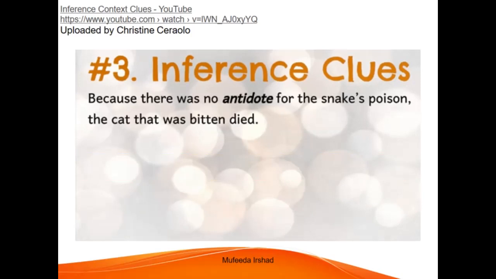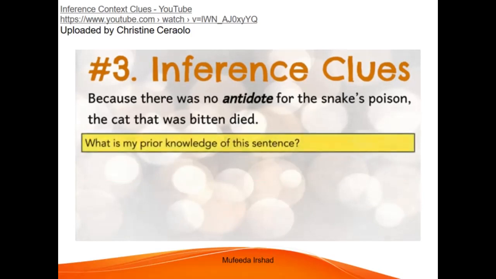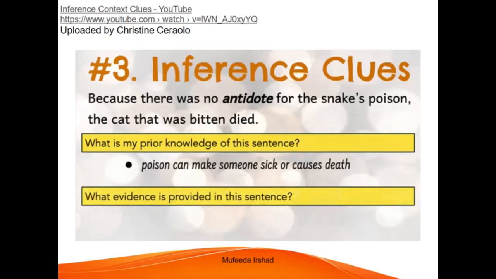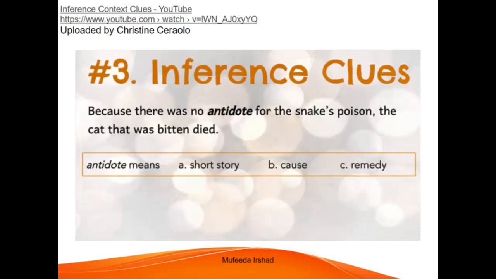Number 3. Because there was no antidote for the snake's poison, the cat that was bitten died. What is my prior knowledge of this sentence? Well, I know poison can make someone sick or even cause death. What evidence is provided in this sentence? The cat died. I know that I would want to prevent a cat from dying if I could. So antidote in this sentence means a short story, cause, or remedy.